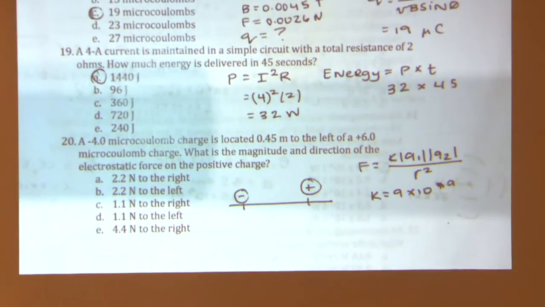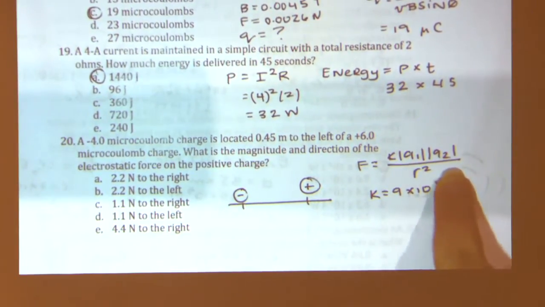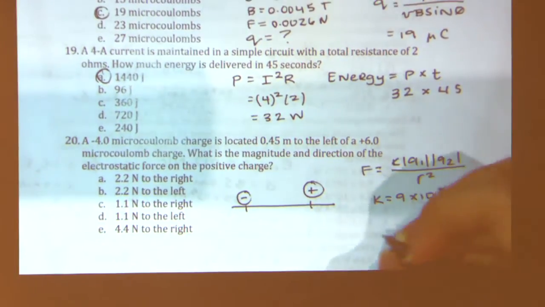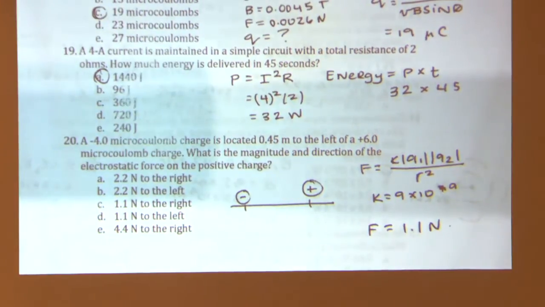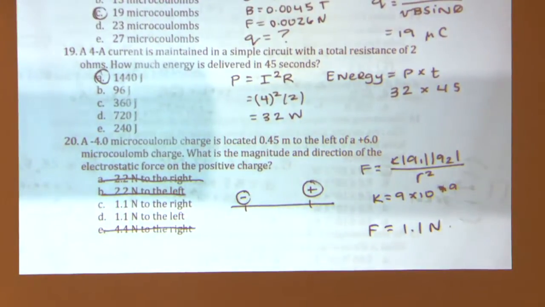And then we can really just plug all of our stuff in. Remember to take the absolute values of your charges. And we should get a force of 1.1 newtons. So that kind of helps us narrow it down a bit. So we can cross out A, B, and E.